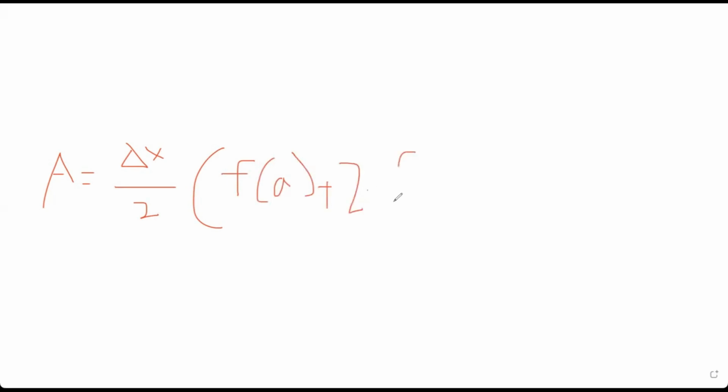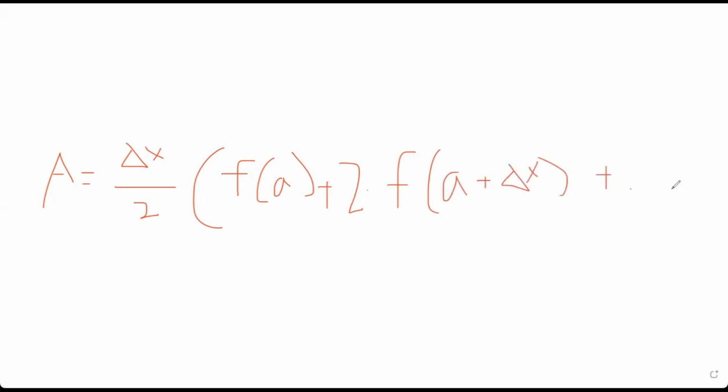For trapezoids, you can use the trapezoid rule, which basically states that the area is the width over 2 times the first value plus 2 times the second value. So a plus delta x, because delta x is the width of each rectangle.